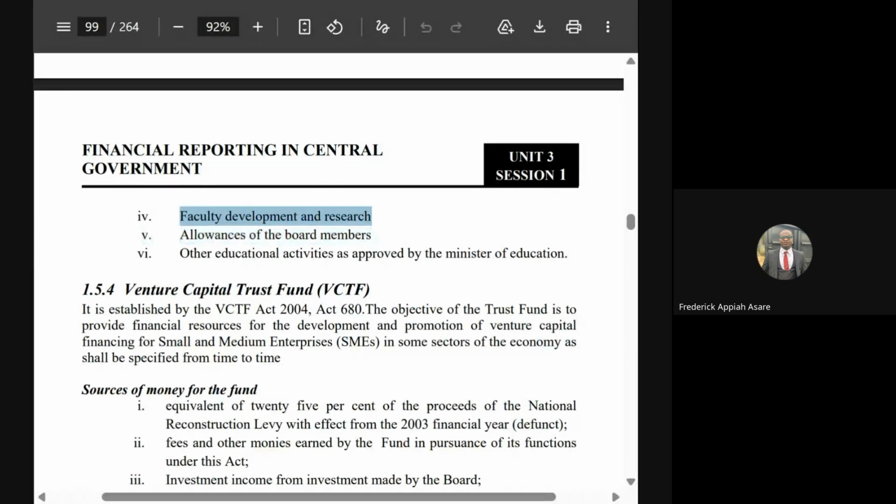Now we have faculty development, research also, allowances. So these are the expenses that go out of the Fund.